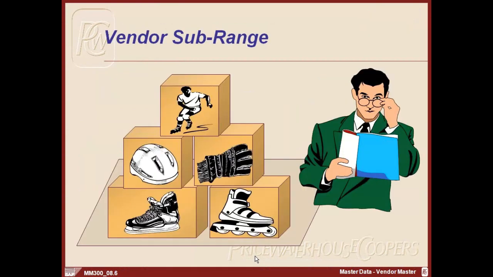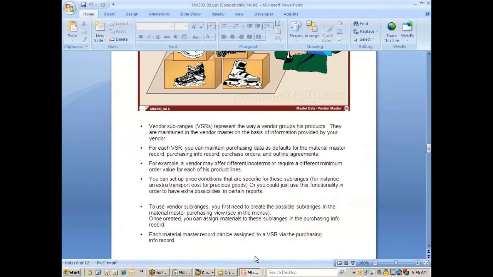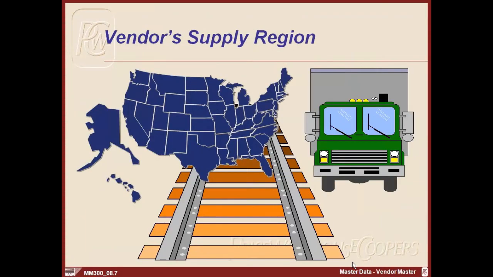Mass maintenance. Then like I told you, vendor subrange, which is nothing but the grouping of products from the vendor perspective, is maintained in the vendor master on the basis of information provided by the vendors. For each vendor subrange, you can maintain purchasing data like what I have shown you. You have to go into environment or extras, add purchasing data, select the purchasing vendor subrange, and then add purchasing data. So that's how you should be maintaining this vendor subrange information.